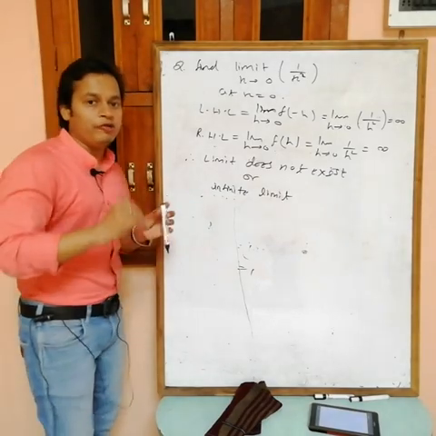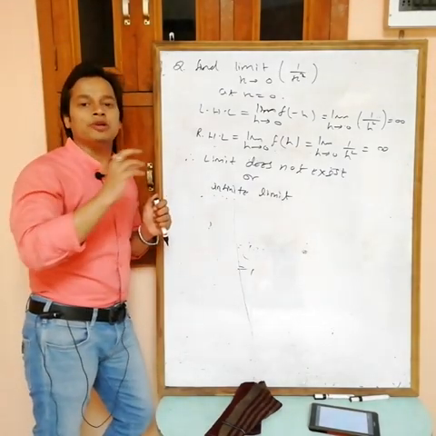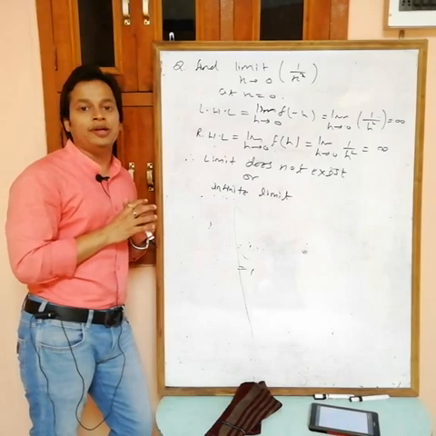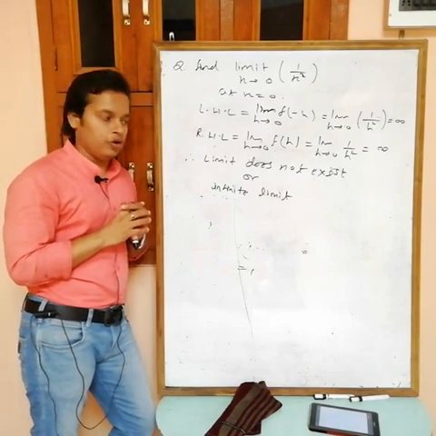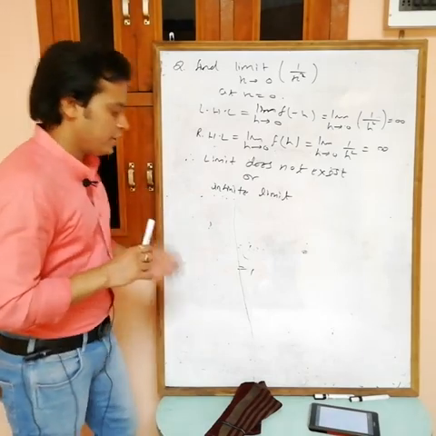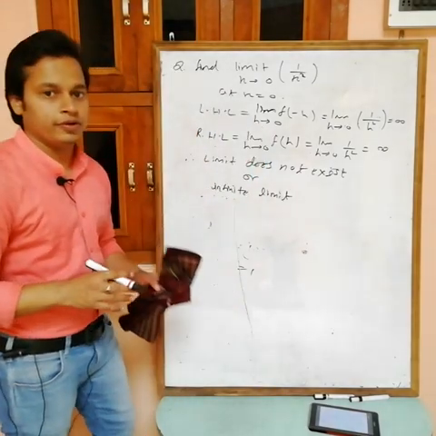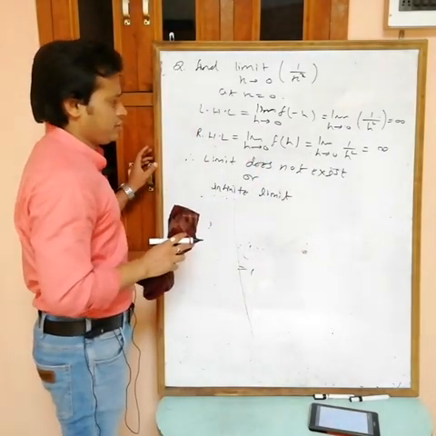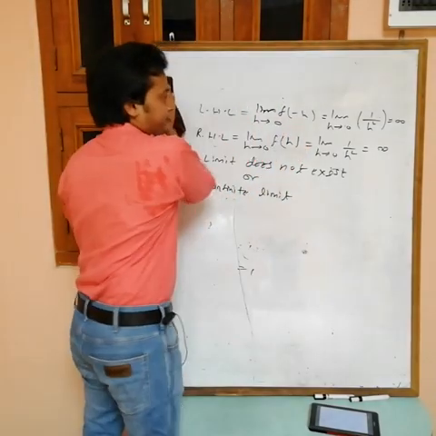Because we have a note: if LHL and RHL both are equal to plus infinity or minus infinity, then it is said to be an infinite limit. Because of that reason, I am taking this one. Now write next.